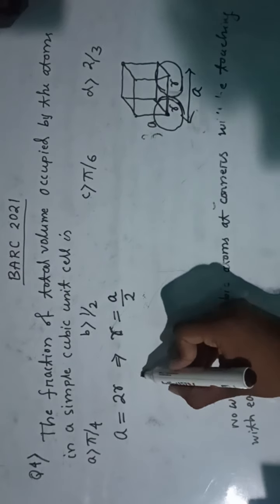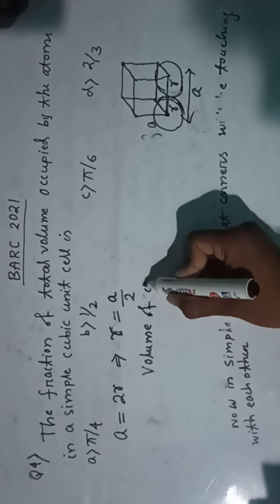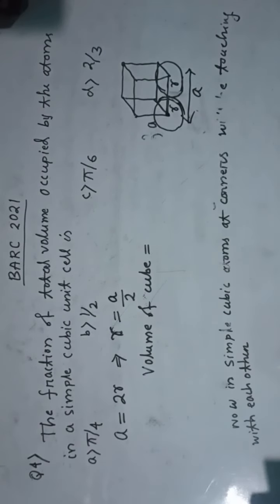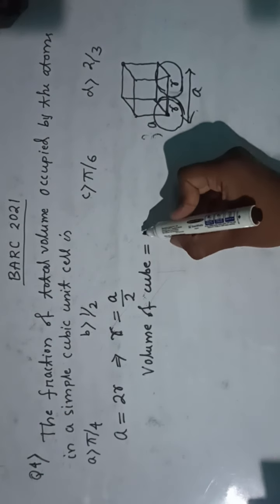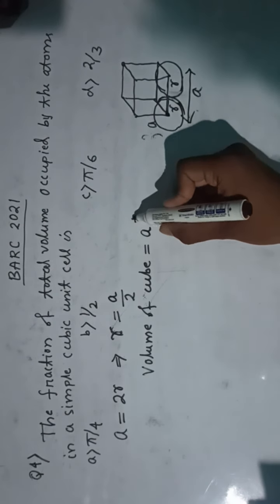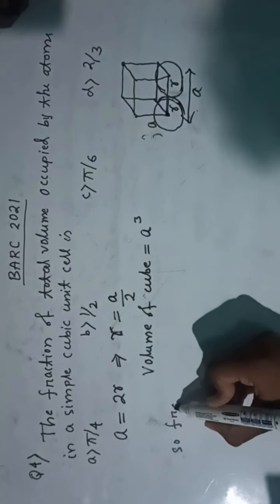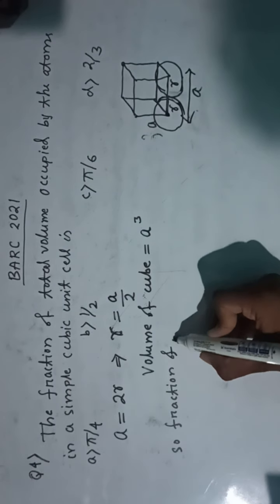Next we will consider the volume of the cube. The cube whose edge length is a has volume given by the formula a cube. So the fraction of total volume occupied.